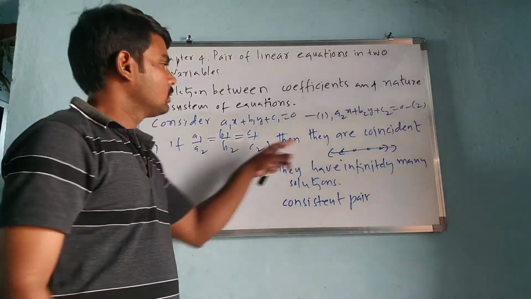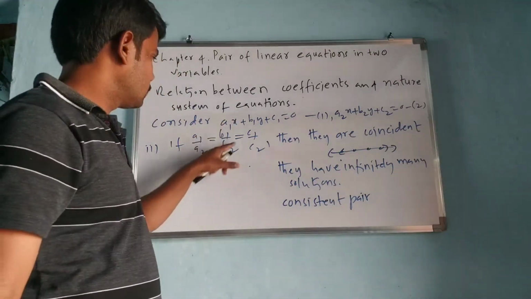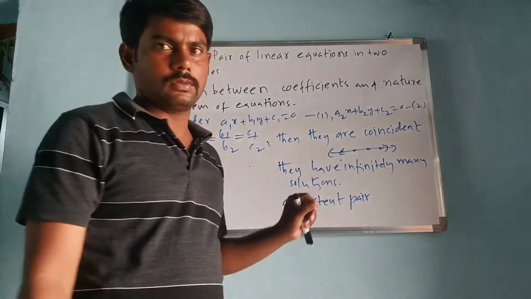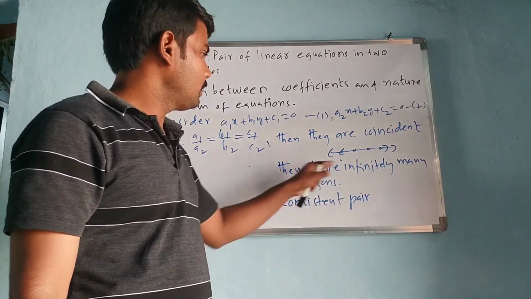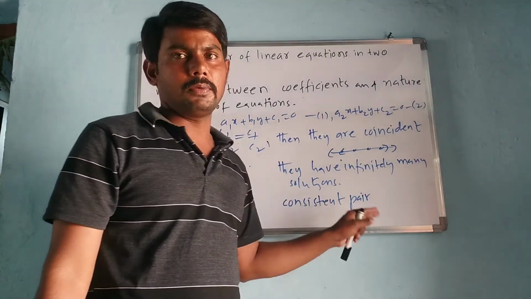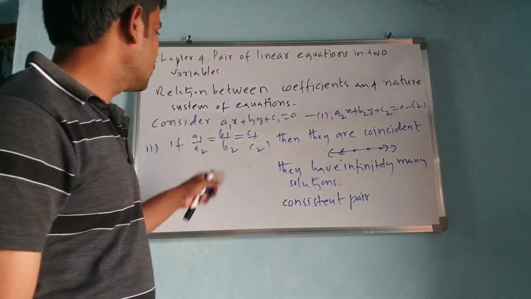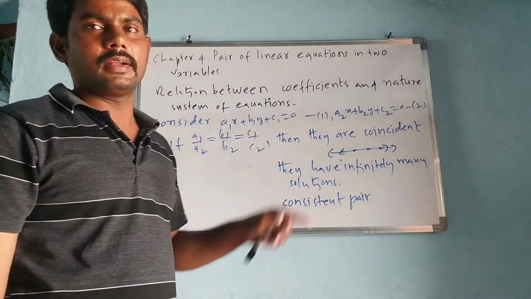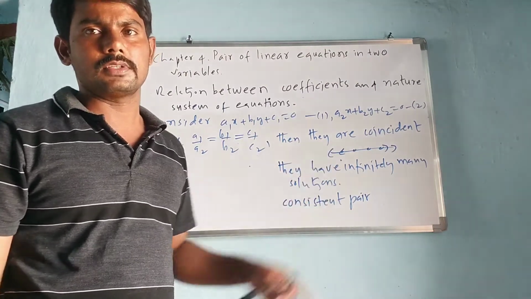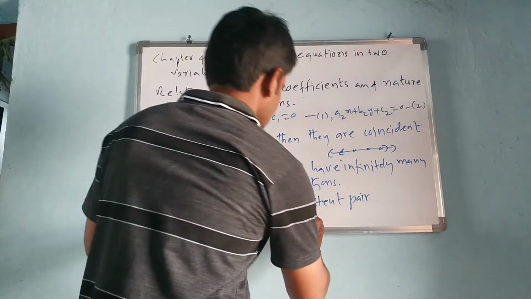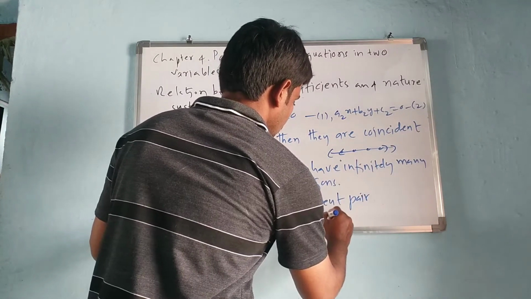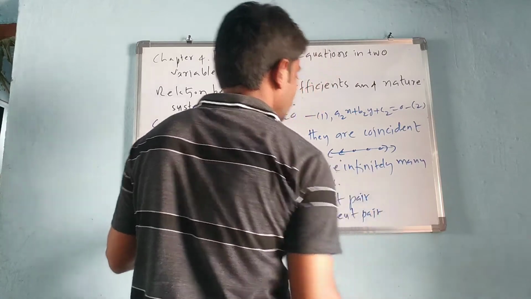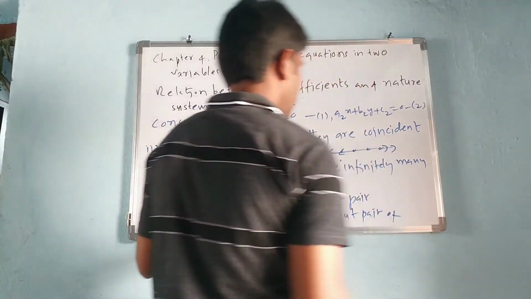In this case, A1 by A2 is equal to B1 by B2 is equal to C1 by C2, so they are coincident lines and have infinitely many solutions. If they have a solution, we can say that they are a consistent pair of linear equations in two variables. In this case, they are also dependent, a dependent pair of linear equations.